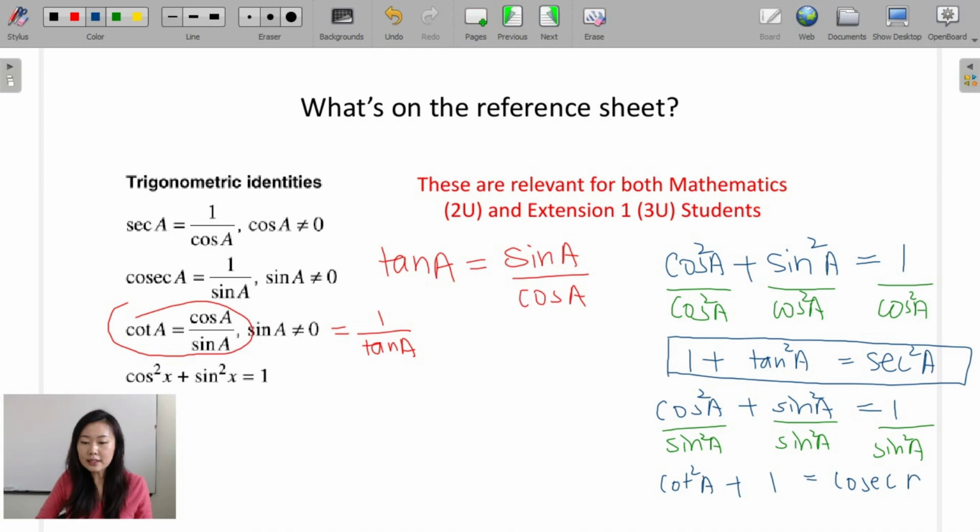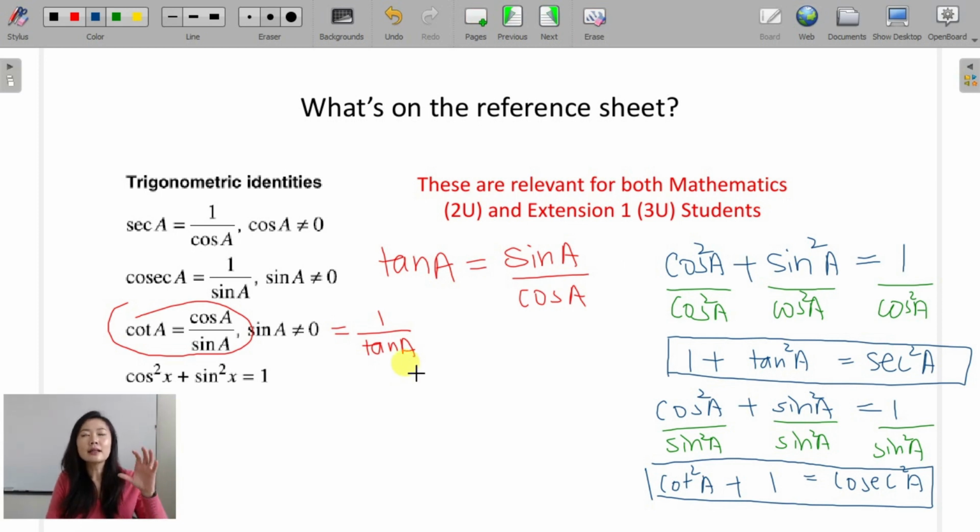So you can see, even just off the top of my head, you're missing 1, 2, 3, 4 relationships already. That's why the reference sheet is a good basic set of formulas for the desperate. That's kind of how I see it. To really do well in the maths exam, you kind of need to remember a lot of these identities. All right, so anyway, I've shown you how to derive it.